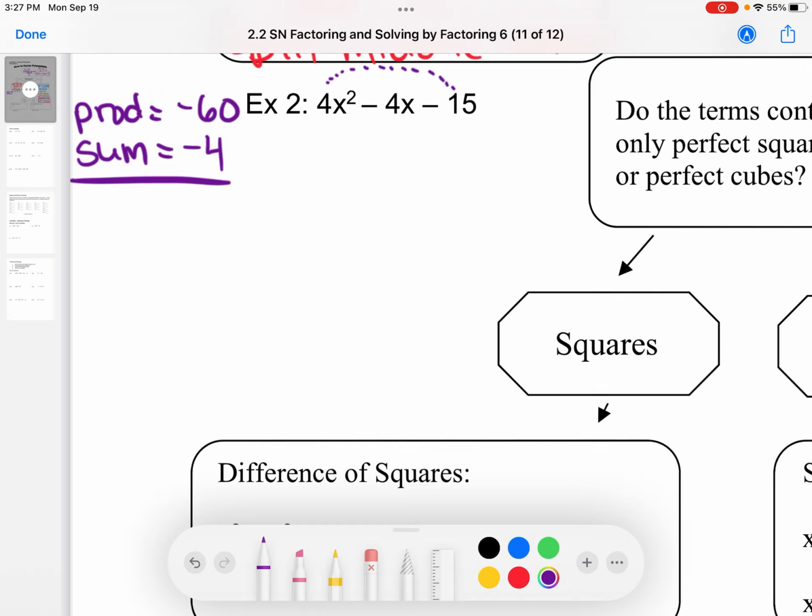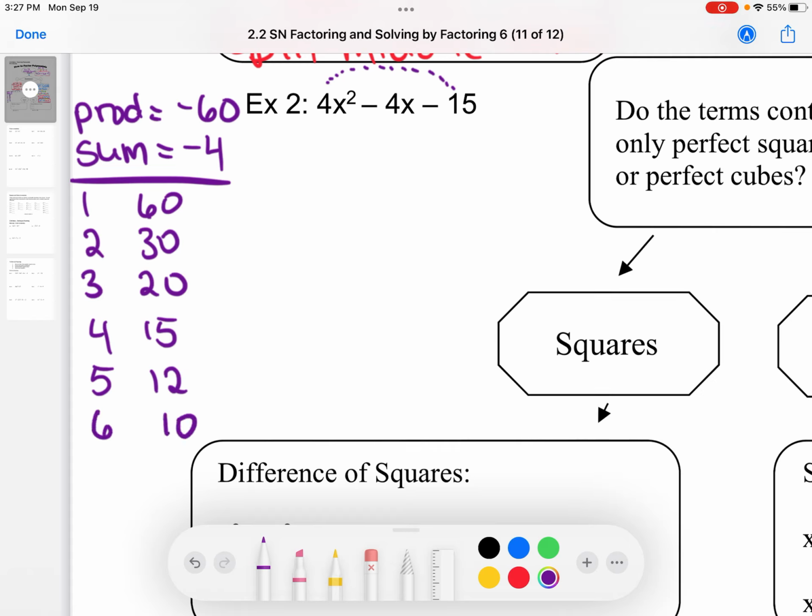meaning starting with 1. So here, 1 times 60, 2 is a factor, times 30, 3 is another factor, times 20, 4 is a factor, times 15, 5 times 12 are factors, 6 times 10, it's another factor, 7 is not a factor, neither is 8, neither is 9. So this is our complete list of factors.